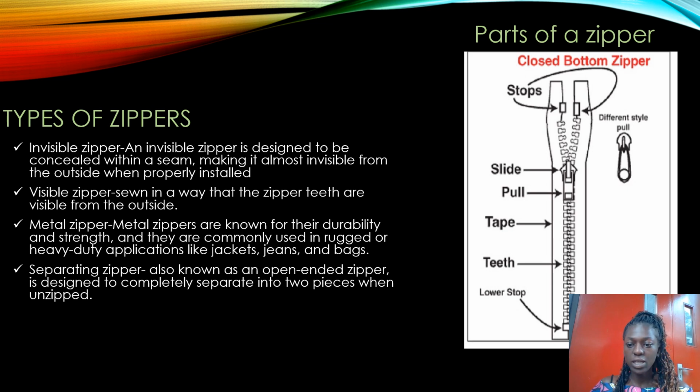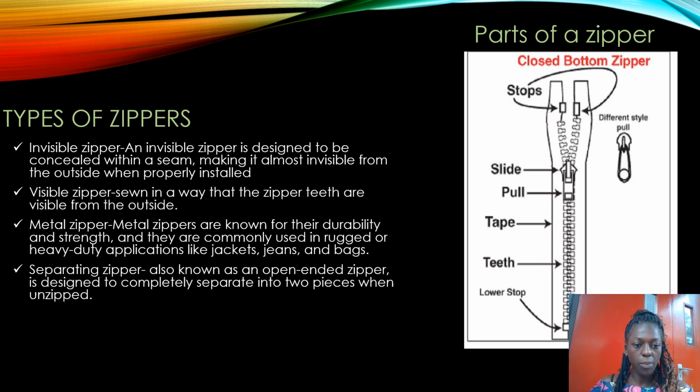So you can see the diagram here of a closed zipper. You can see I have named the slide, the pull, the tape, the teeth, then the lower stopper. The stopper allows it so that the zip cannot go out of the slide.